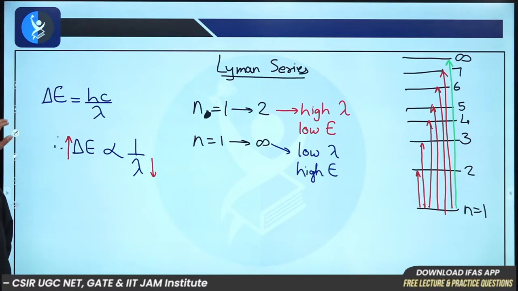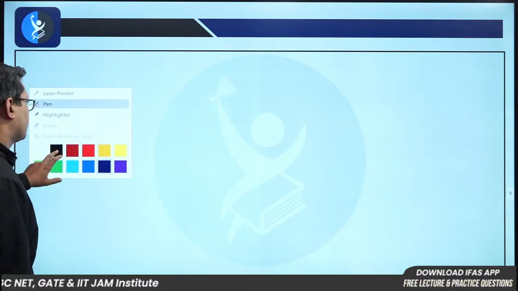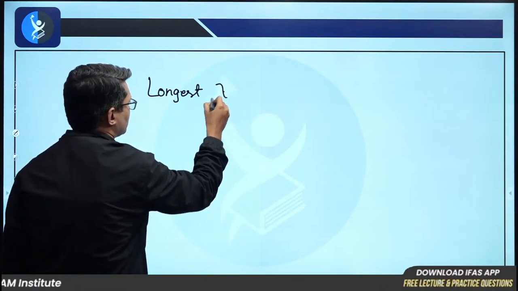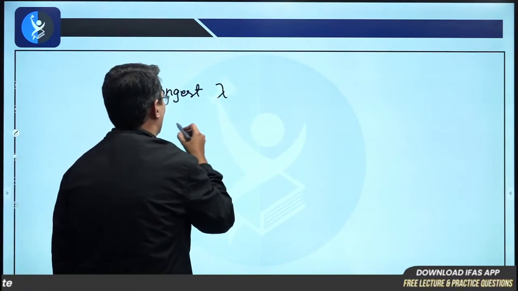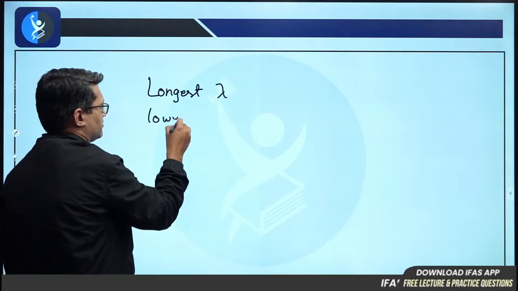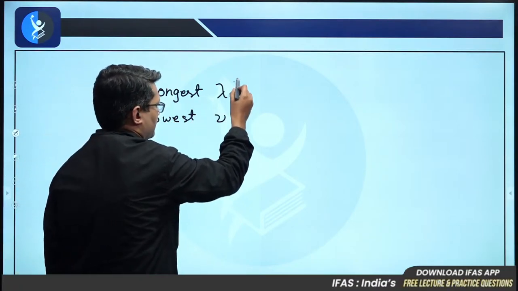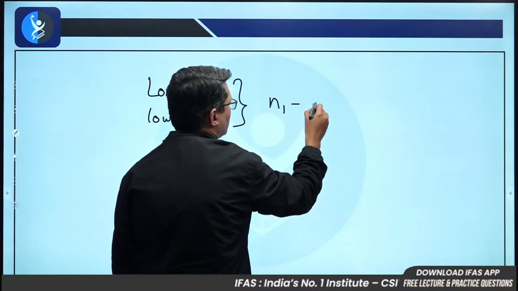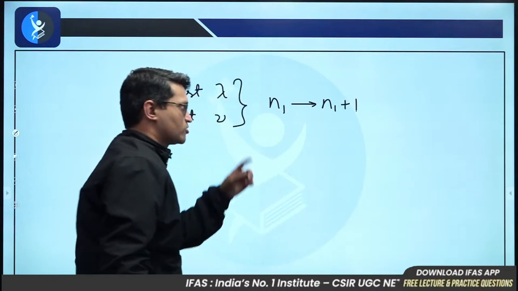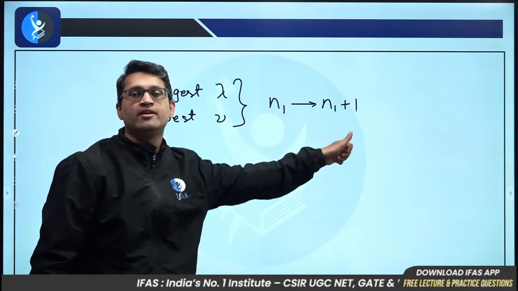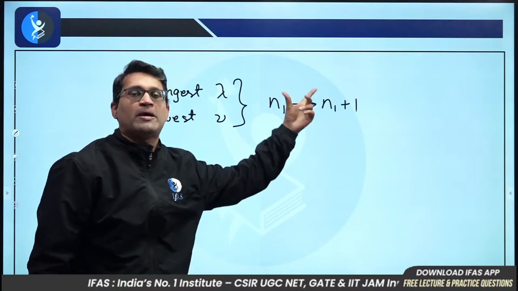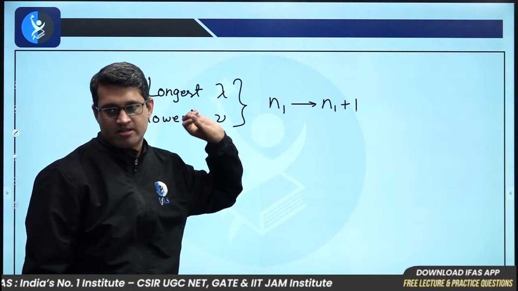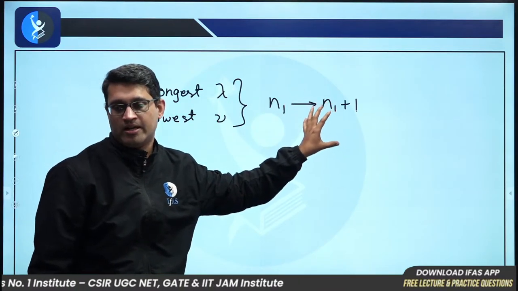So this is one trick that you can remember. The longest wavelength line, or lowest frequency line, will be n1 to n1 plus 1. So 1 to 2 for Lyman series, 2 to 3 for Balmer series, 3 to 4 for Paschen series, 4 to 5 for Brackett series, and 5 to 6 for Pfund series. So this is something that you will get.